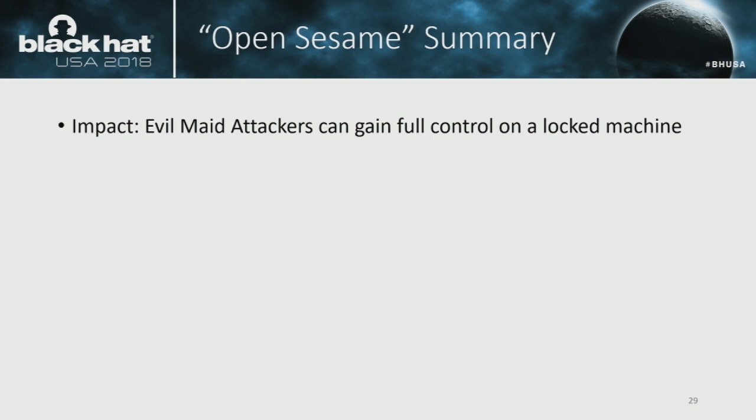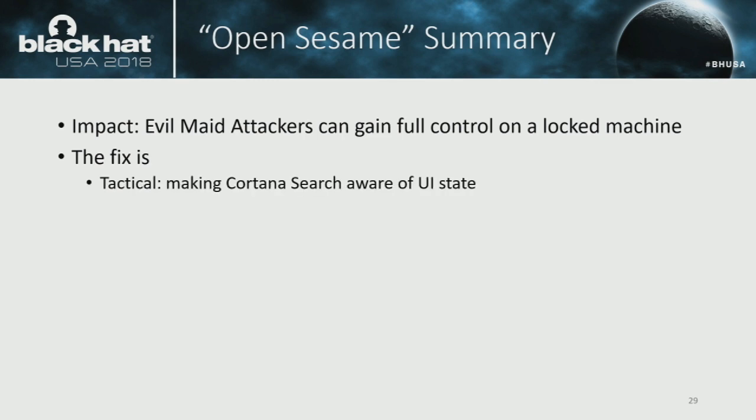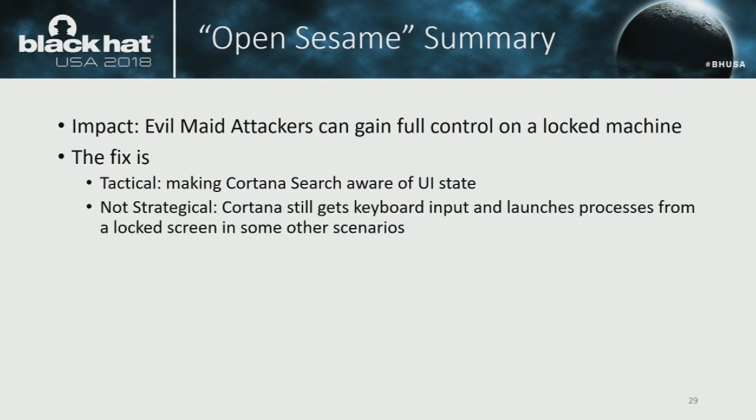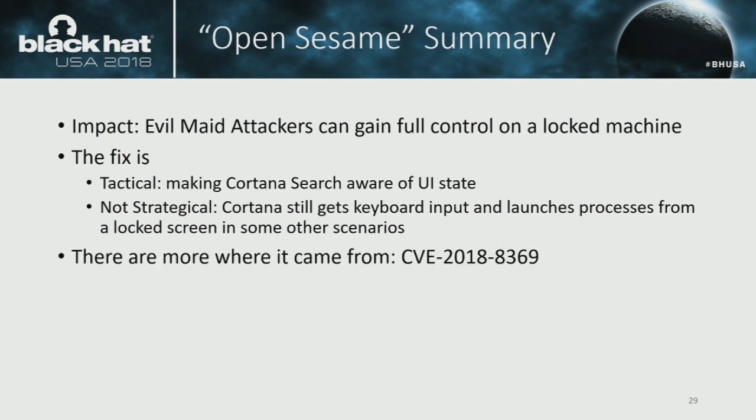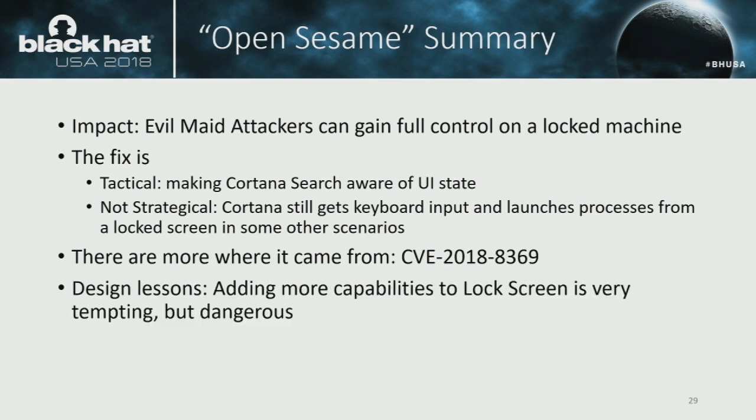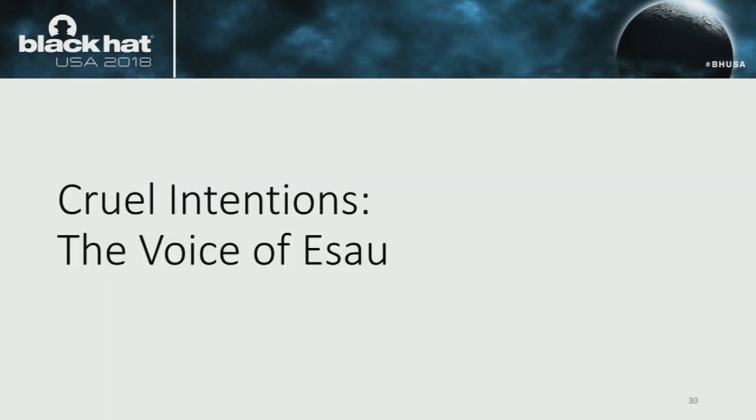So let's sum it up for this vulnerability. The impact: attackers can get full control of a locked machine, and the fix is very tactical. It just fixes something in the Cortana Search UI. But there are many other components to Cortana, and if any one of them is not aware of the state and can run on a locked computer, then the same problem will repeat itself. And in fact, that's what we found in the new vulnerability. We cannot discuss the details. So the design lesson is that adding more capability to lock screen is very tempting because it's so empty, but very dangerous on the other hand. And with that, let's move on to another set of vulnerabilities.